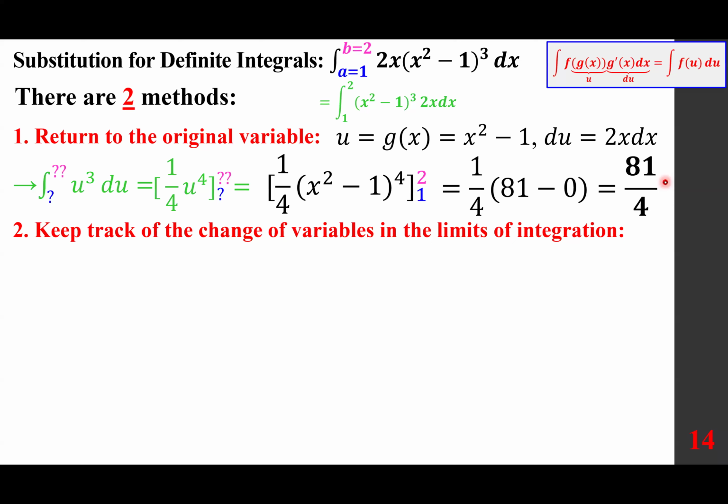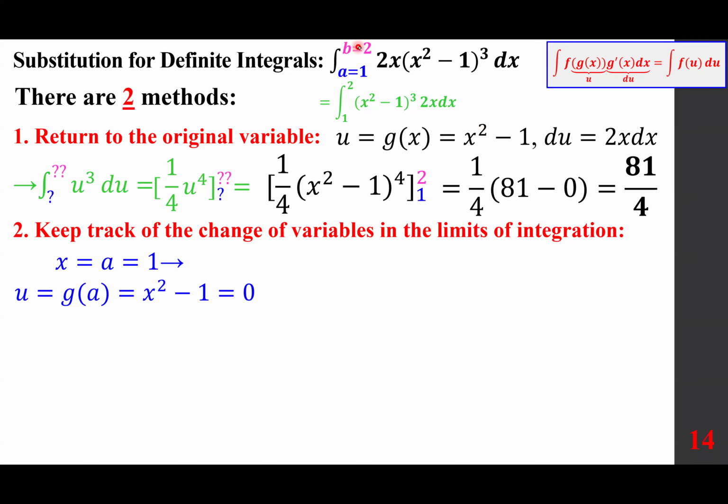However, the second method is to keep track of the change of variables in the limits of integration, meaning the lower limit is 1, put it into the u. So the lower limit x equals a equals 1. We say a in general because it doesn't have to be 1. Whatever the lower limit is. And this is g of x. So let's evaluate g of a, namely g of 1. If I plug in 1, I get 0.